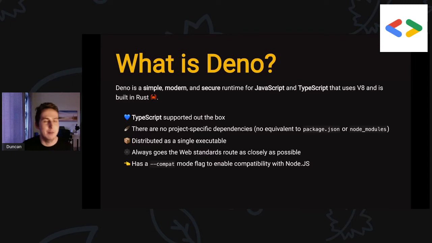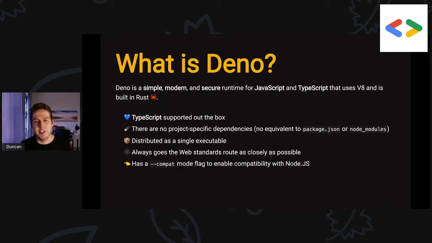Okay, so maybe just a primer on what is Deno. It probably came on the scene about 3 years ago, but if you still haven't heard about it, it's a simple, modern, and secure runtime for JavaScript and TypeScript that uses V8 and is built in Rust. TypeScript is supported out of the box, so it will pre-compile to JS and then run that JS. There are no project-specific dependencies, so this might seem a little weird if you're coming from Node or any other NPM-managed JavaScript project.